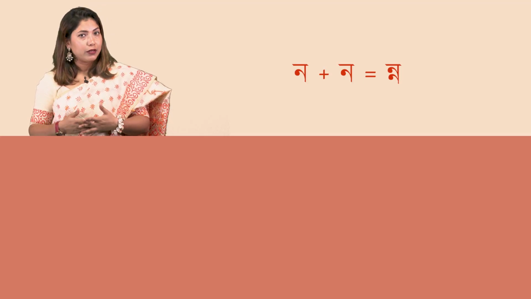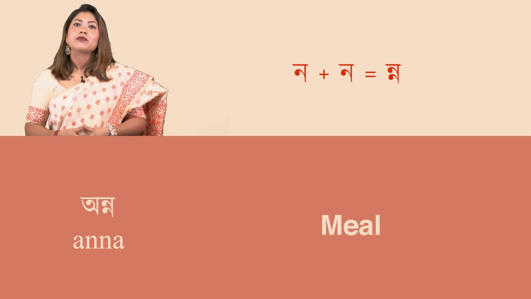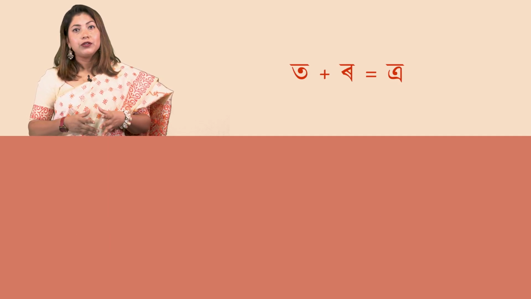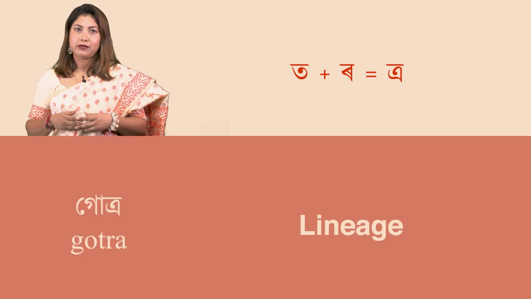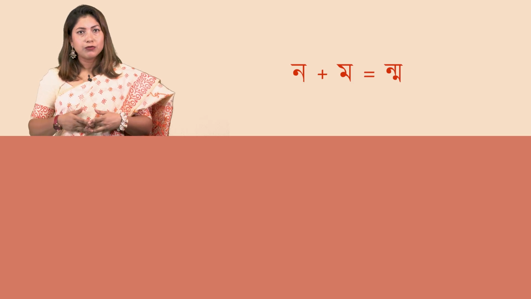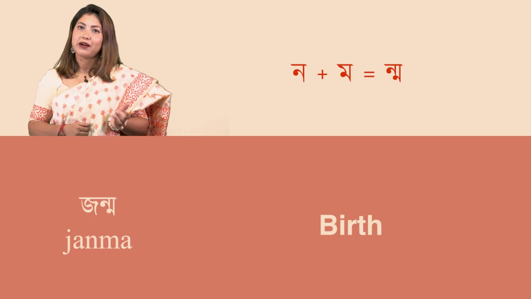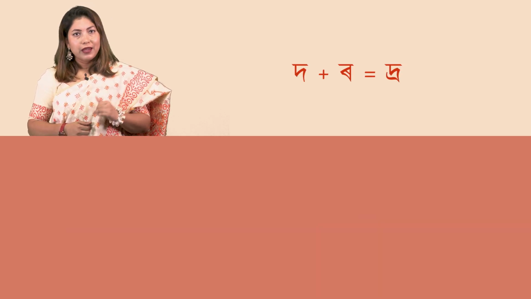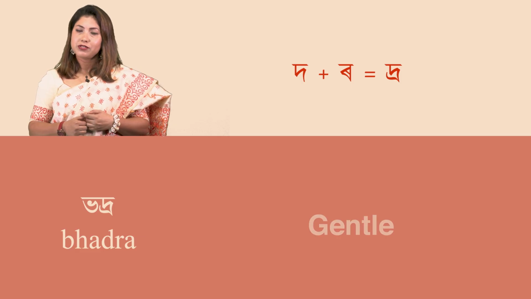Practice speaking with me. Na and na, nna. For example, anna, which means meal. Ta and ra, tra. For example, gotra, that means lineage. Dantya na and ma, nma. For example, janma, which means birth. Dantya da and ra, dra. For example, bhadra, that means gentle.